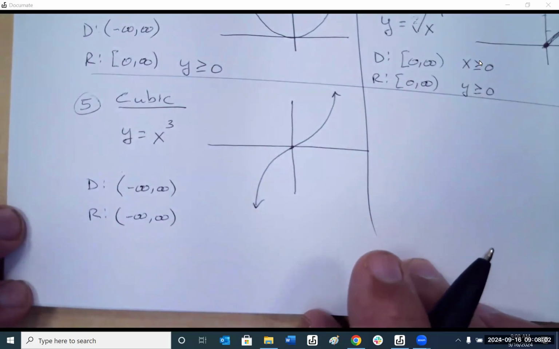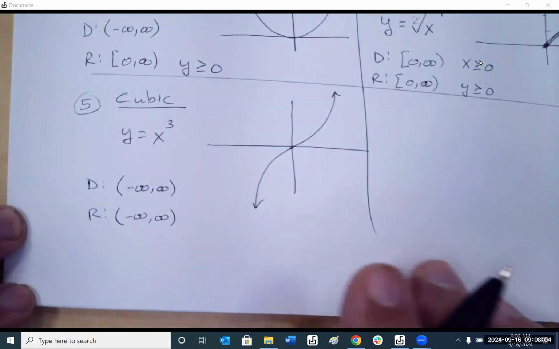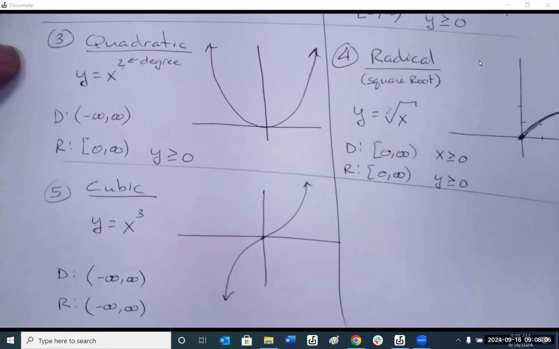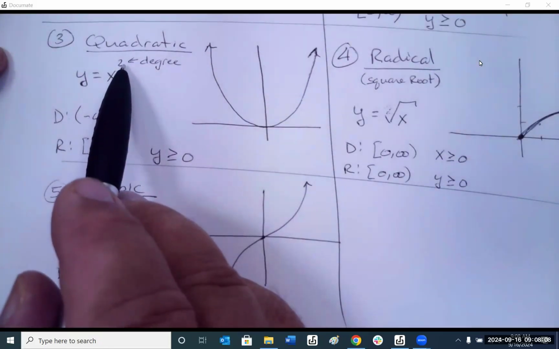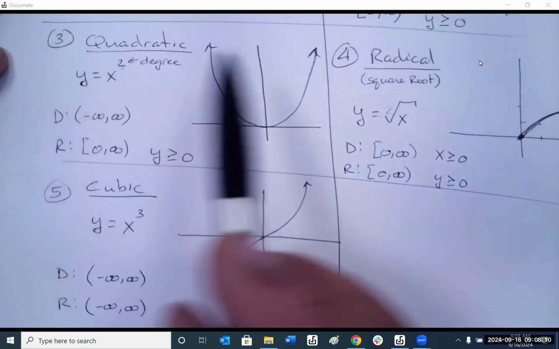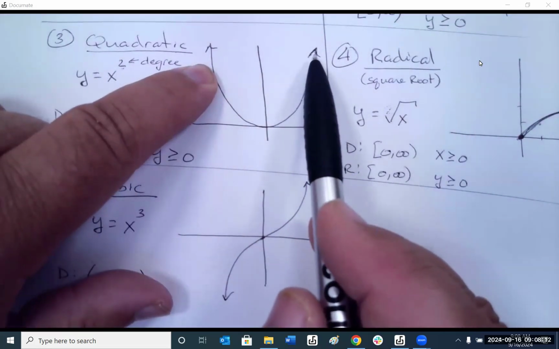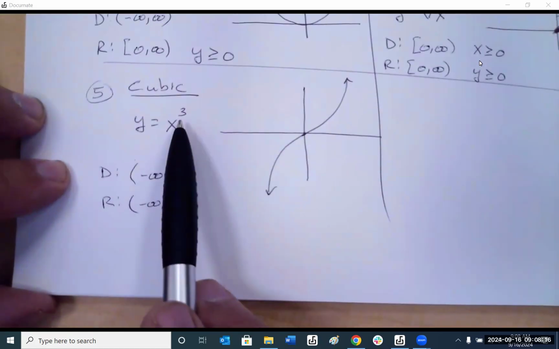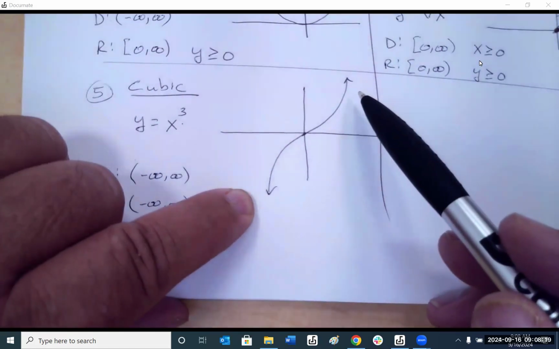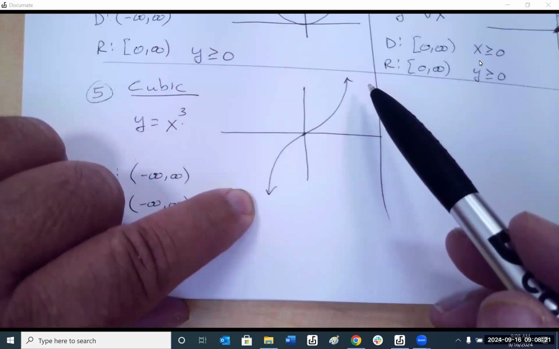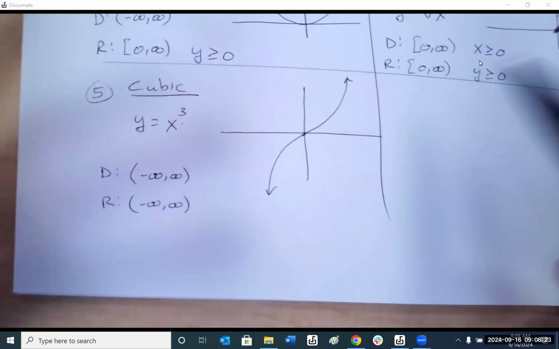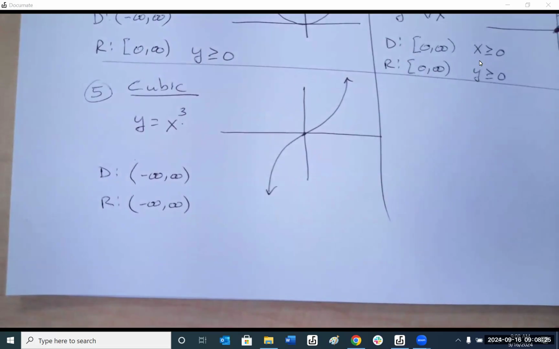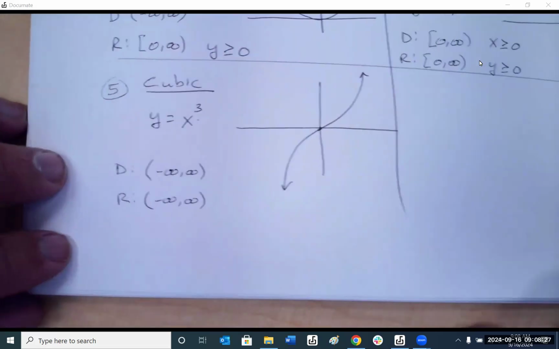Also, look at this. If the degree is even, the graph always points the same direction. If the degree is odd, it always points opposite direction. This will be very important when we start graphing large order polynomials, large order equations.